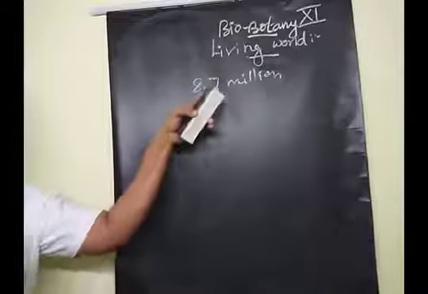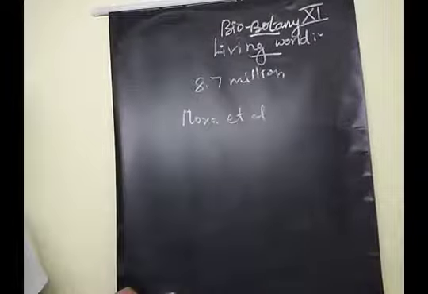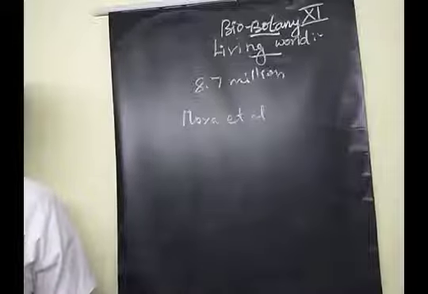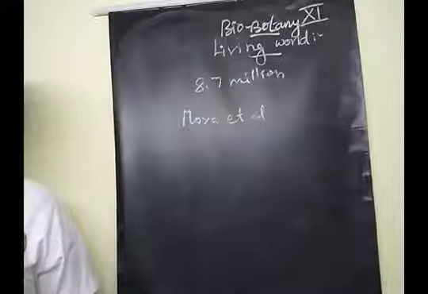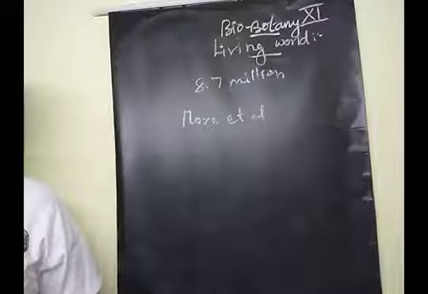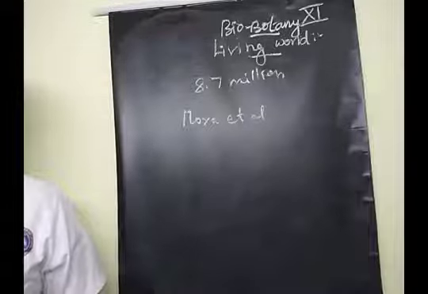This estimated survey was made by a person known as Mora et al. Okay? This 8.7 million species includes microbes. Say some examples of microbes. Good. Bacteria, fungi, algae. These are certain microorganisms. Virus. Yes, good.